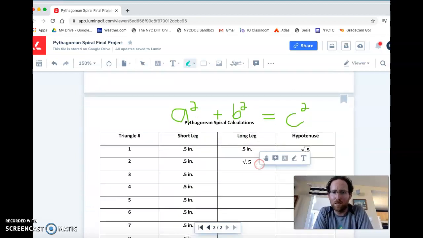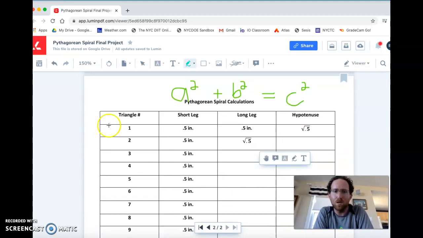Now, the calculations, which is what we were talking about. Here's the Pythagorean theorem, right? So a squared plus b squared is c squared. Now, your short leg is a, your long leg is b, and your hypotenuse is c. What's important to remember is you want the letters by themselves. So we've done triangle 1 for you. Triangle 1, the short leg is 0.5, long leg is 0.5, hypotenuse is the square root of 0.5.